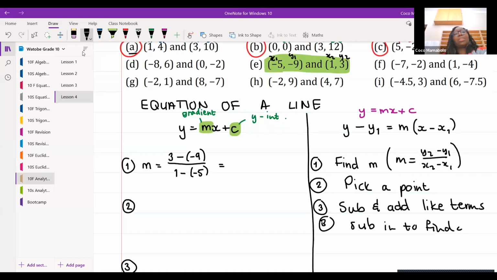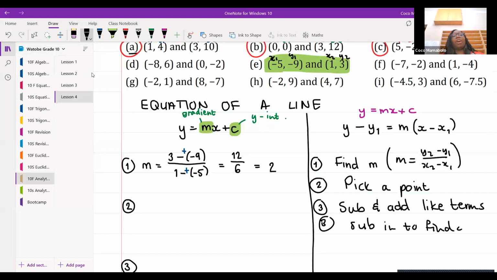Now that is equal to, what's 3? A minus and a minus is going to give us a? Good, a plus. Also here at the bottom, a minus and a minus will give us a plus, yes? Good. So now I've got 3 plus 9 is? 12. Good. Over? 6. What is 12 over 6 equal to? 2. Beautiful. 100%, my dude. Very well done. Excellent.